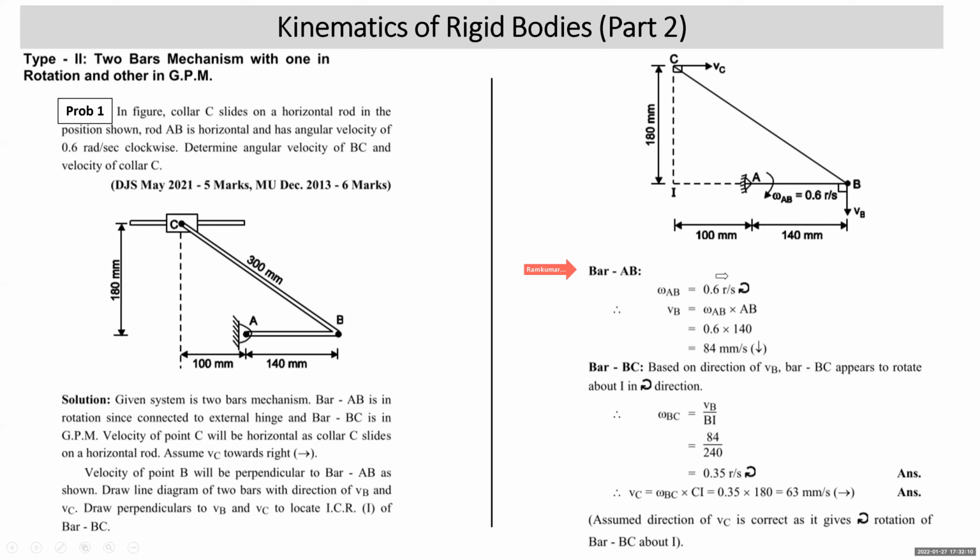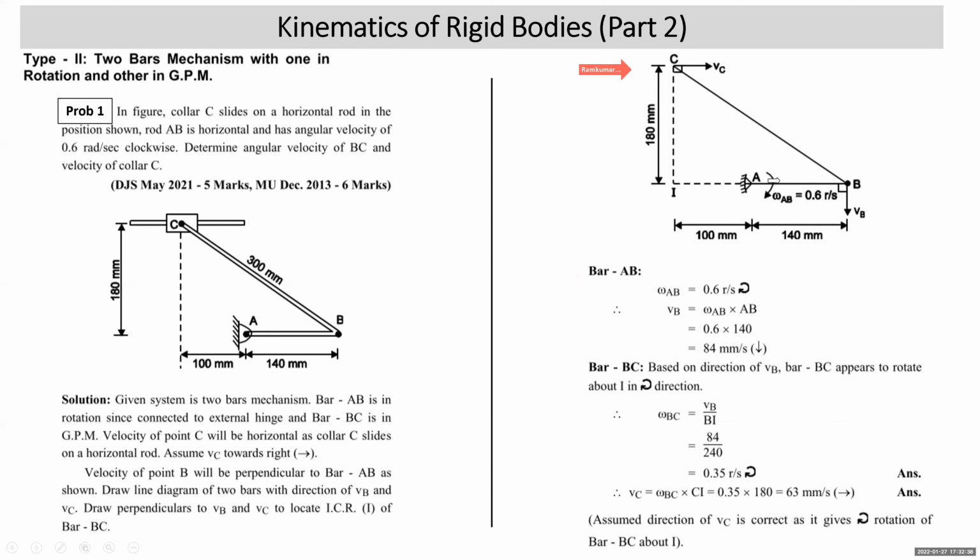Now, as omega AB is given to you, velocity of point B can be found. Velocity of point B is omega AB into AB distance. Omega AB is 0.6, AB distance is 140. So this comes out to be 84 mm per second. Now, velocity of point C has to be horizontal, either to the right or to the left. Suppose we have assumed it to the right. Now, we can come to the motion of bar BC, which is in general plane motion.